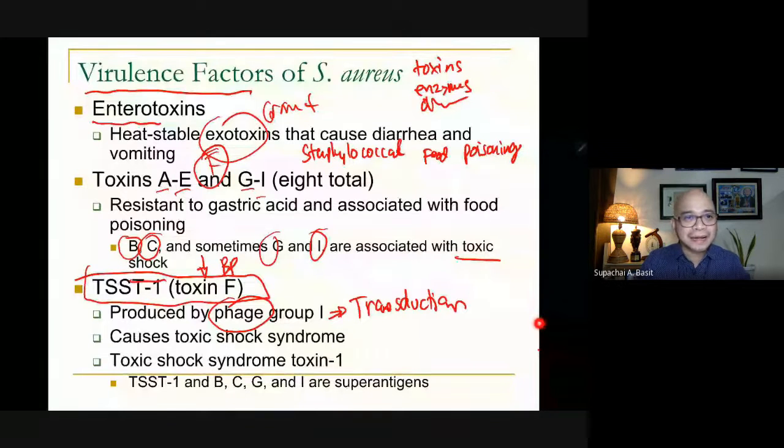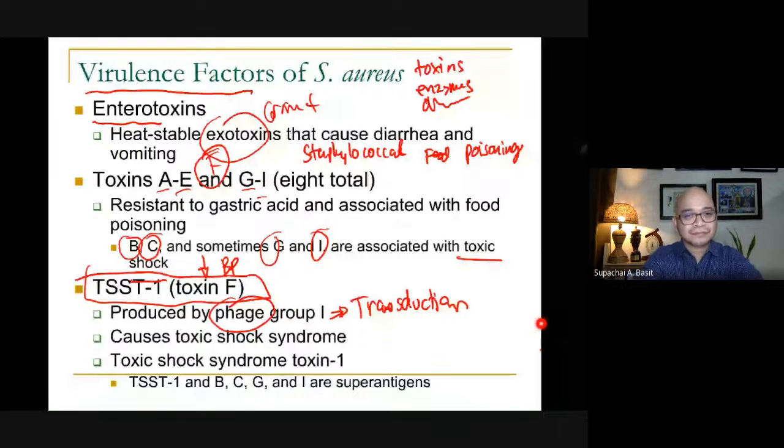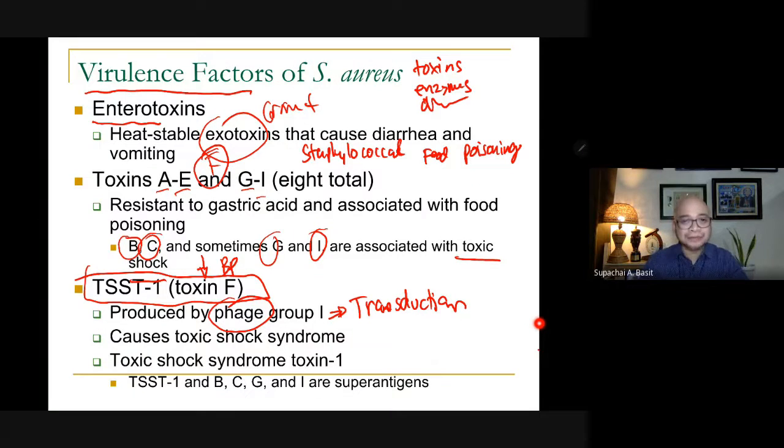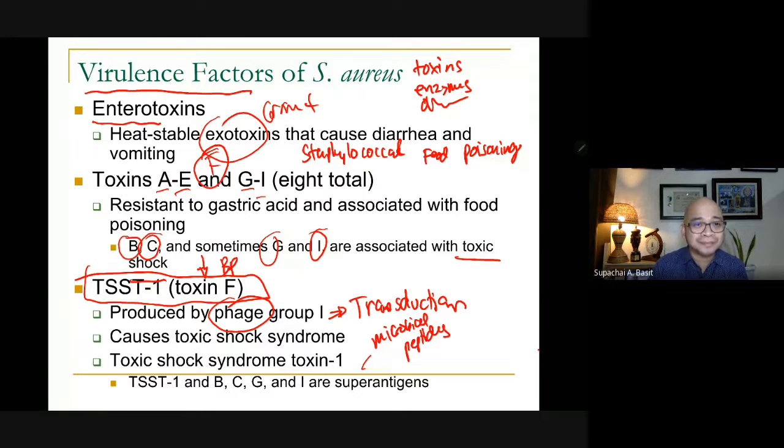Okay, and the ones that are listed here, such as toxin B, C, G, are considered to be super antigens. When we say super antigens, we define them as a class of antigens that are microbial peptides that can activate the immune system and can contribute to autoimmune disorder.